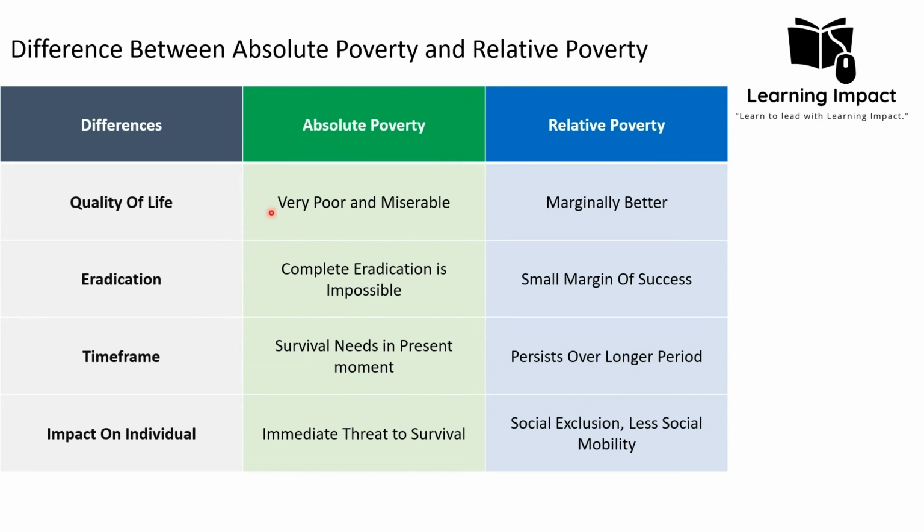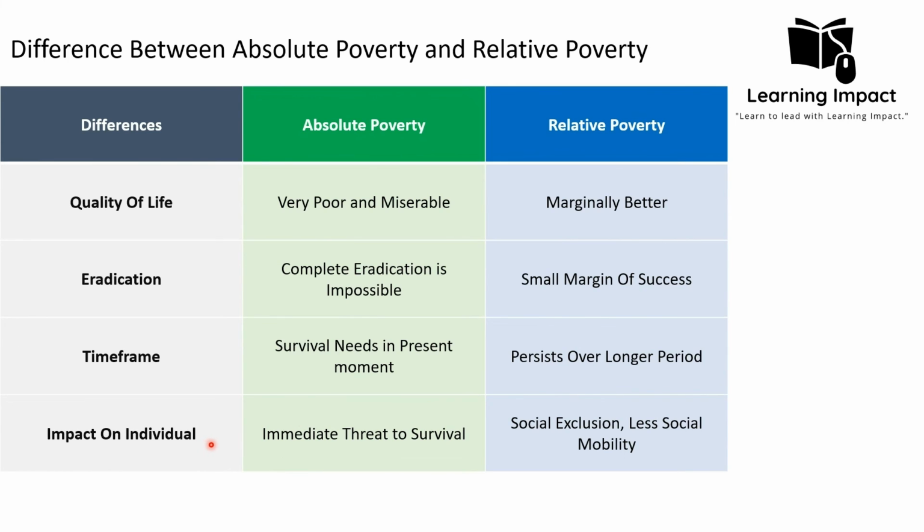Now, what is the time frame? In the case of absolute poverty, there are survival needs in the present moment, because it typically addresses the immediate needs, the needs which are required for survival. Otherwise, an individual will not be able to survive. But in the case of relative poverty, it persists over a longer period, as it relates to the ongoing disparities in income and living standards within a society. So it will take time to overcome these disparities, and it has a strongly rooted structure which propagates the disparities. So it persists over a longer period of time.